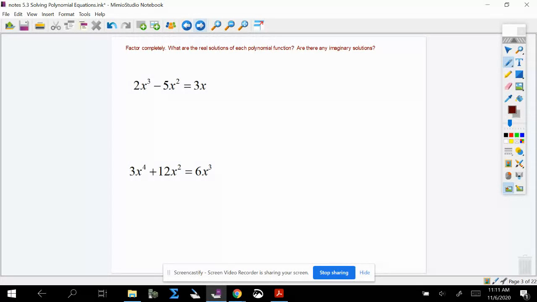So the question is going to ask us to factor it completely. It's going to ask us for any real solution. I am not going to make you find imaginary solutions, but I am going to talk about how you know if there are imaginary solutions, and then in the end have a list of those real solutions. So we want to start off by putting it in standard form. So we're going to subtract 3x from both sides. So we have 2x to the third minus 5x to the second minus 3x.